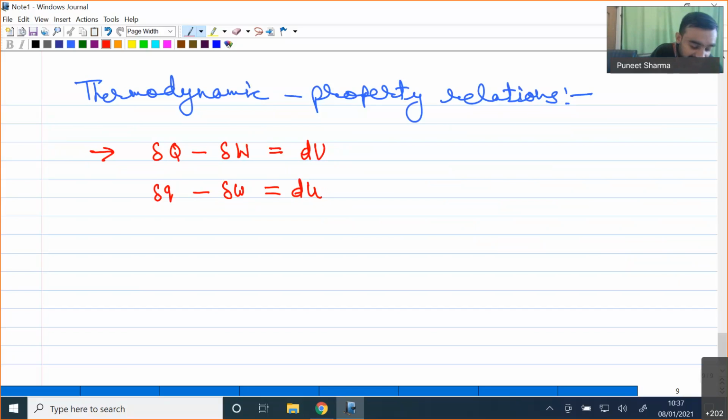Okay. Now, while we are writing this particular equation for the first law of thermodynamics, every time we try to consider that our process is nothing but quasi-static.